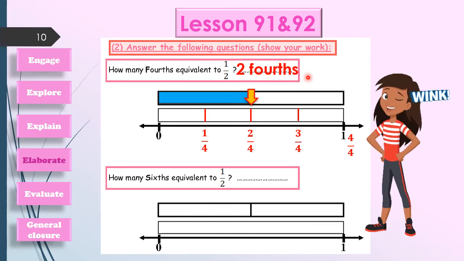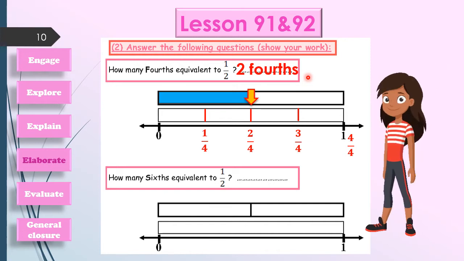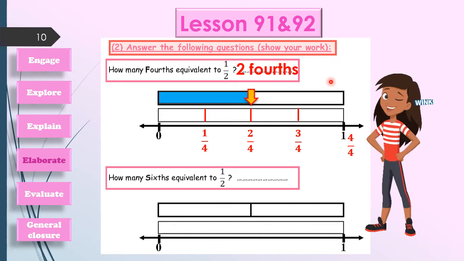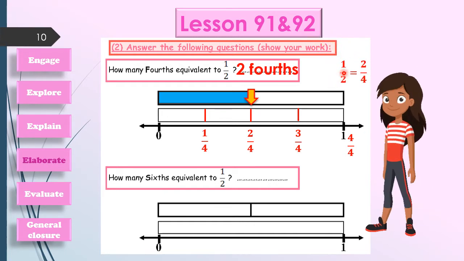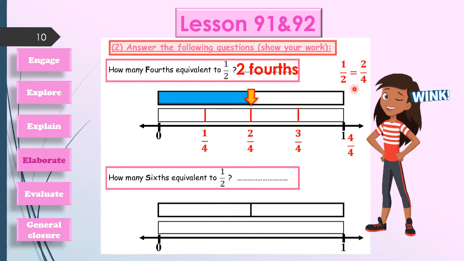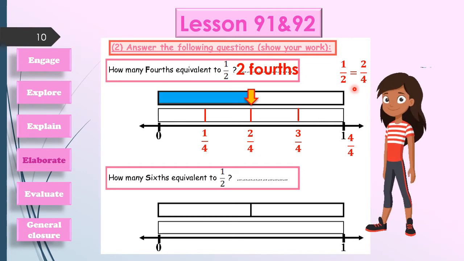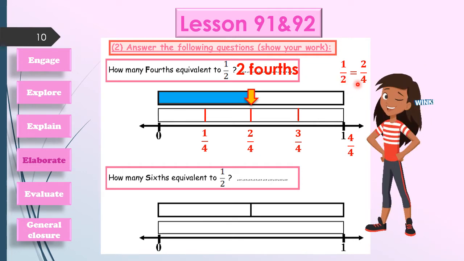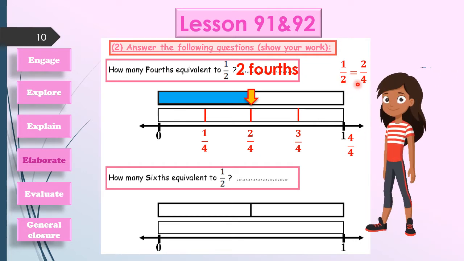If I want to prove it mathematically, if I write half equals 2 fourths, is it right or wrong? Ask yourself, 2 by what equals 4? Yes, 2 by 2. As I do down, I will do up. 1 by 2 equals 2. Yes, it's the same answer. Yes, I am right. Good job. Let's go to the next one.